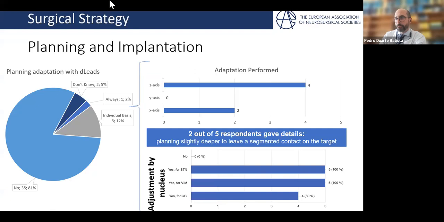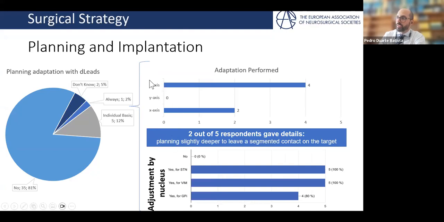And so we asked, do you change your planning with DLEADs? And 81% of the respondents said, no, we don't change our planning. Only 6 respondents do it. 1 does it always, and 5 on an individual basis. And what changes do they make? These 6 respondents gave these answers.